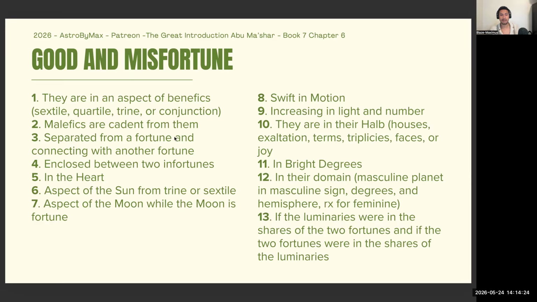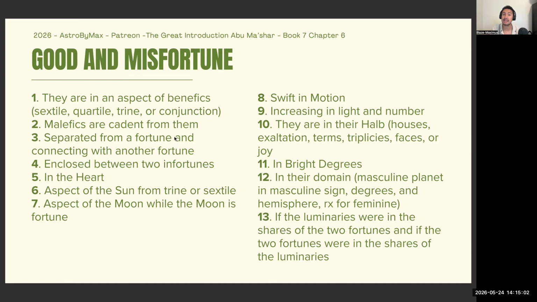So for good fortune of the planets and some of the misfortune, some of the good fortune is if they are in the aspect of the benefics. So the good fortune comes from that. And if the malefics are cadent from them, so if the malefics are in the cadent places from whatever indicator you're looking at, so if they're in the 3rd, 6th, 9th, or 12th from that. If they are separated from a fortune and then connecting with another fortune, going from one fortunate planet to another fortunate planet is good. If they are enclosed between the two fortunes, though, that's a condition of misfortune. So that's literally going from one bad thing to another bad thing.